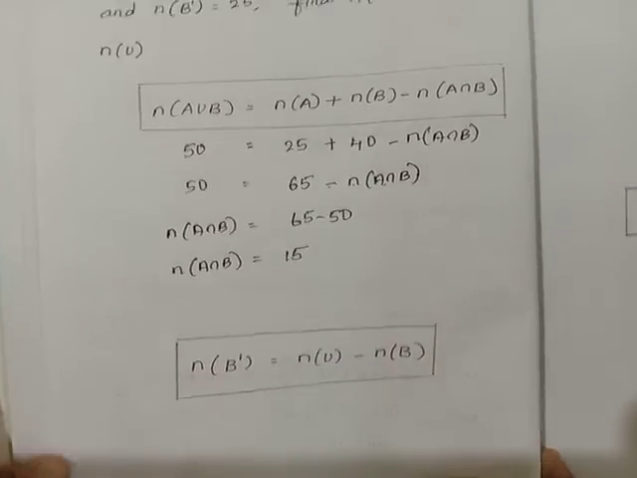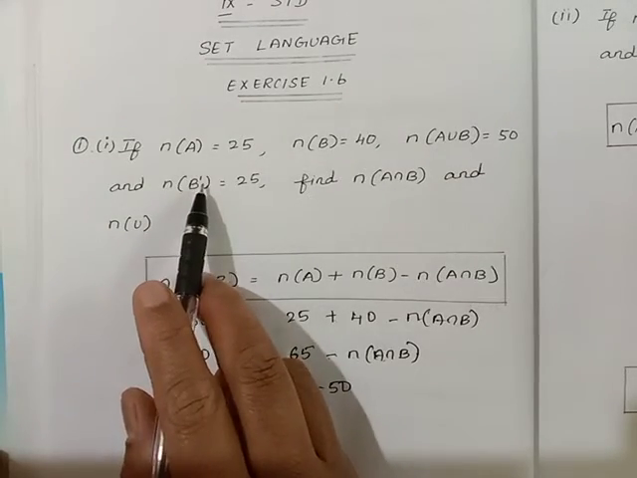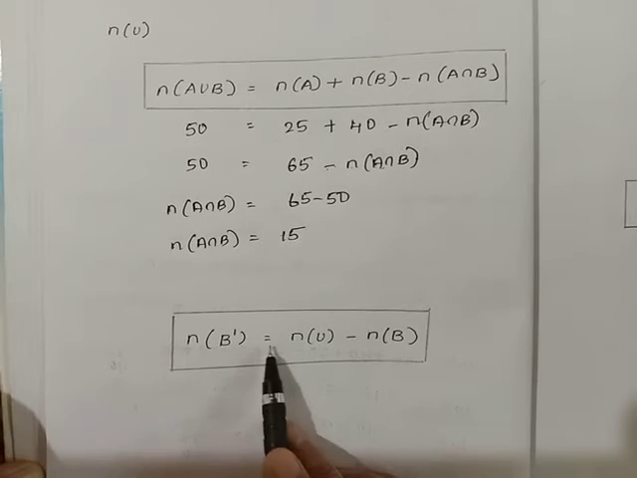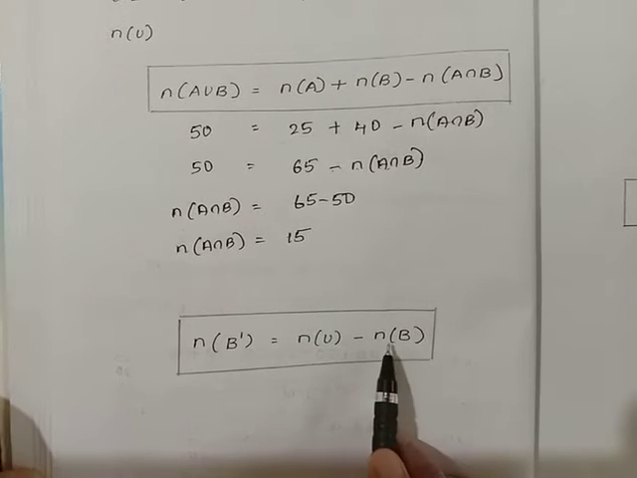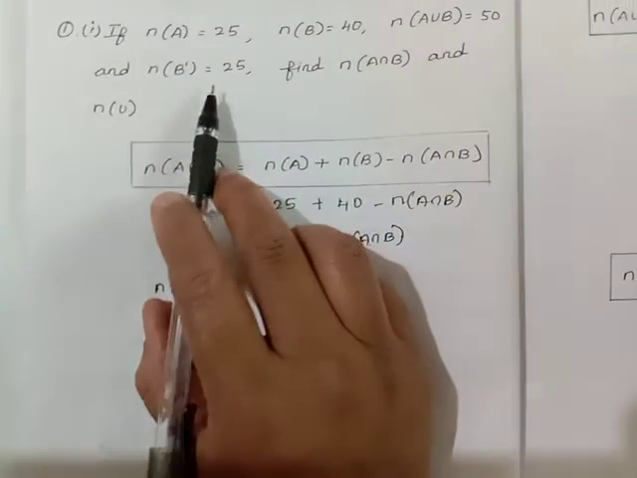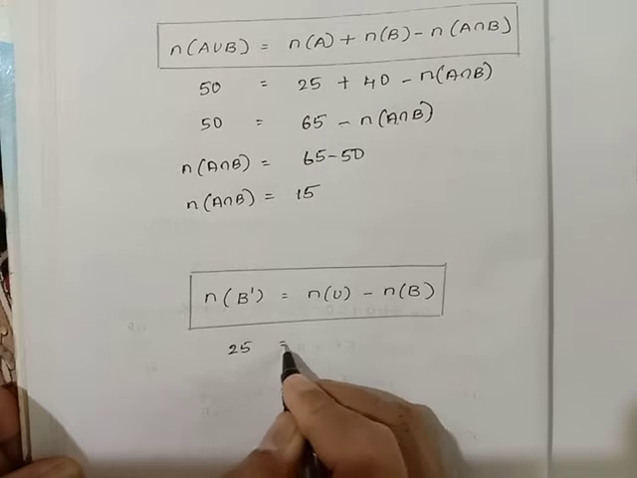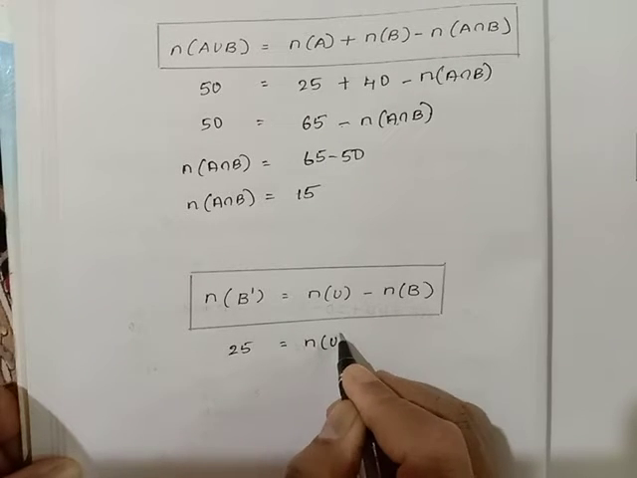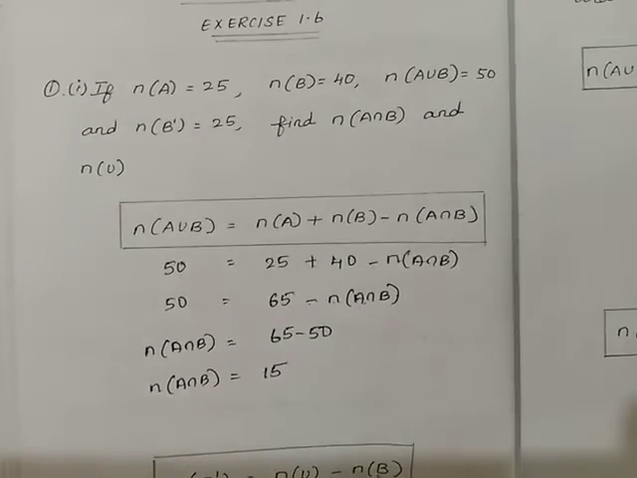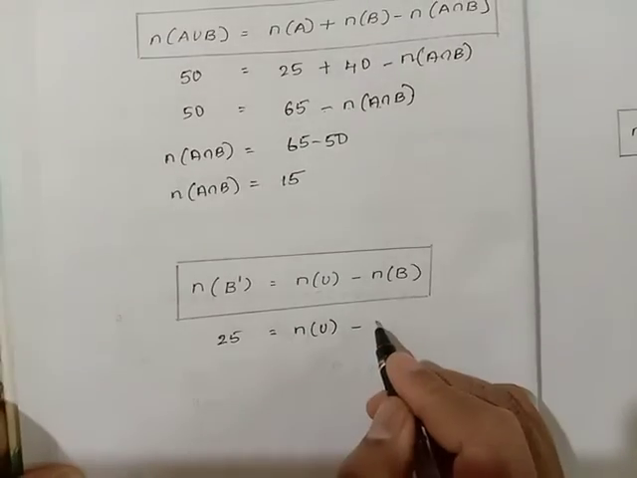Next question. Now we need to find n of U. Since n of B dash is given, we can write the formula n of B dash equals n of U minus n of B. So n of B dash value is given, 25. So 25 equals n of U, we don't know the value, minus n of B value. N of B value is 40, it is given in the question.